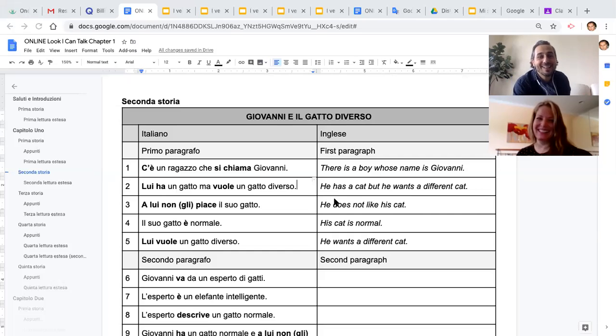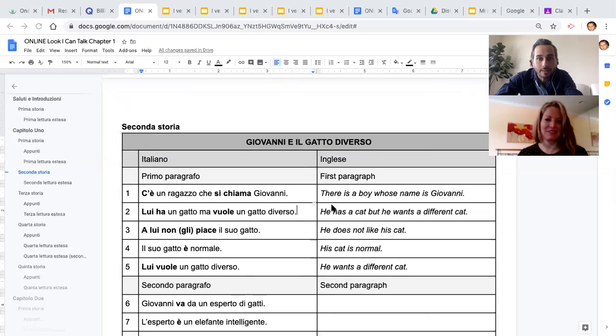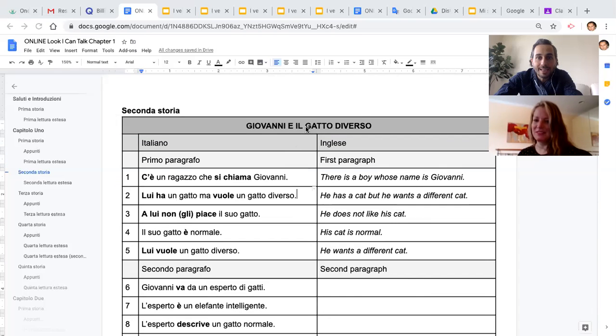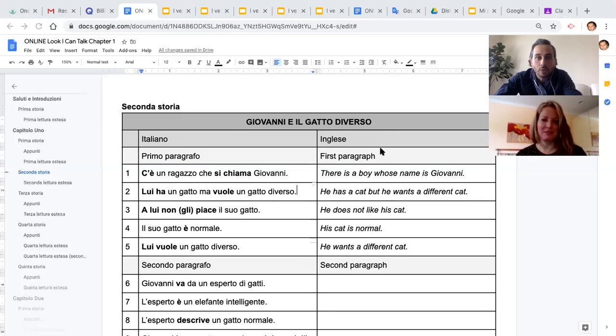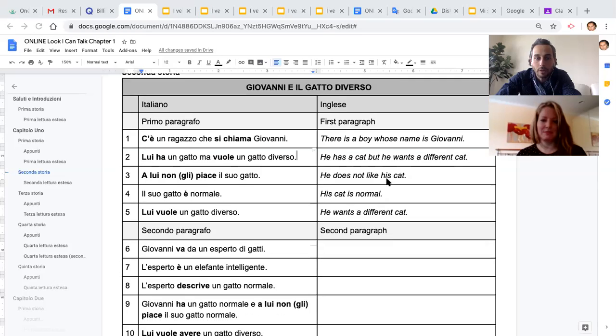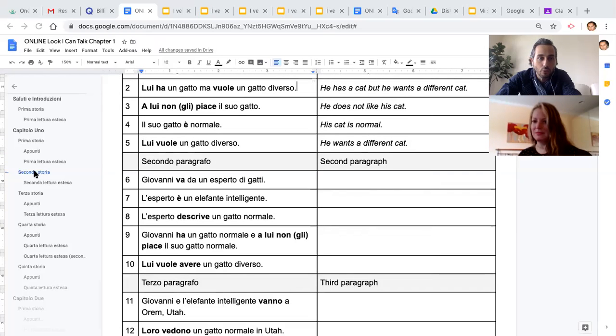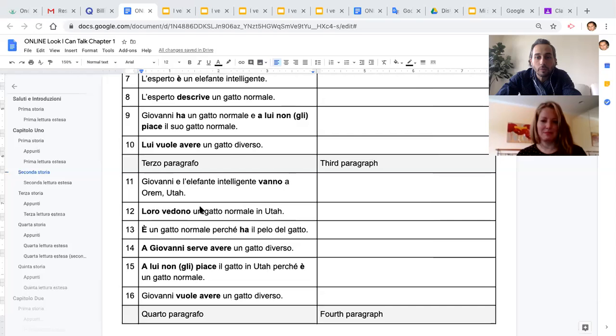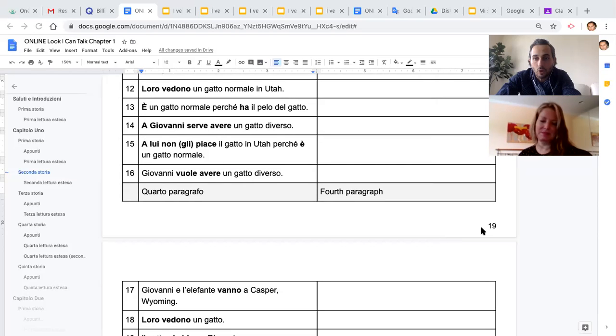There you go. So we are going to do a lesson, and I would like you to follow along. In this lesson, we are going to talk about the text in Giovanni e il gatto diverso. We are going to find this text in your printed packet, Guarda, Posso Parlare, the one that you have in your binder. This is Storia 2 on page 19. So go ahead and pause this video and go to page 19.